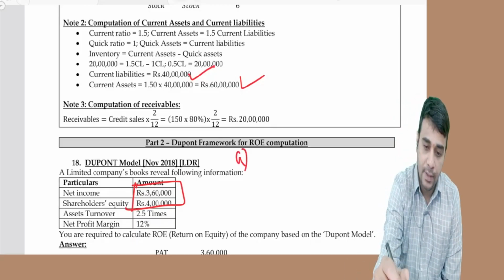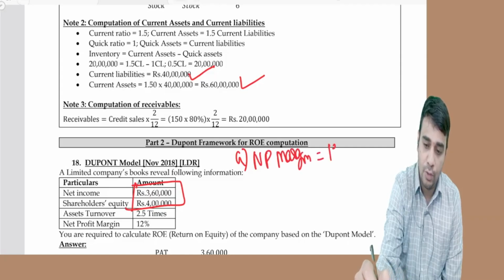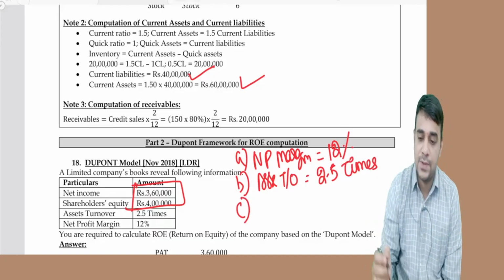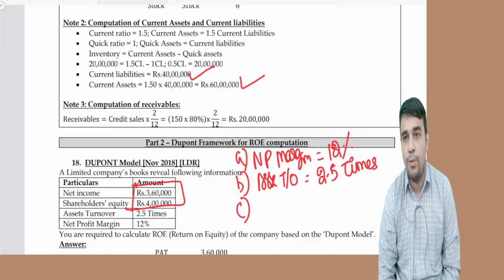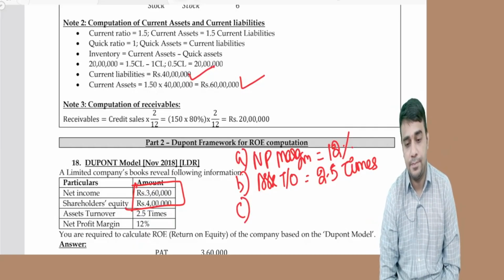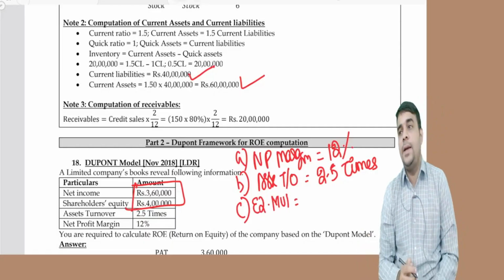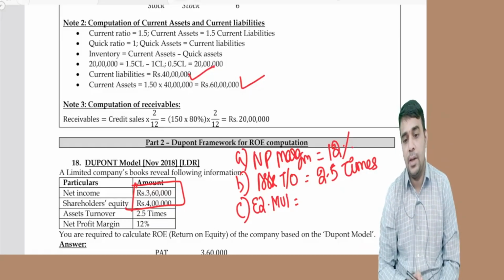Can we start? Point number A, NP margin 12%. Point number B, asset turnover 2.5. Point number C, equity multiplier. What's the formula for equity multiplier?